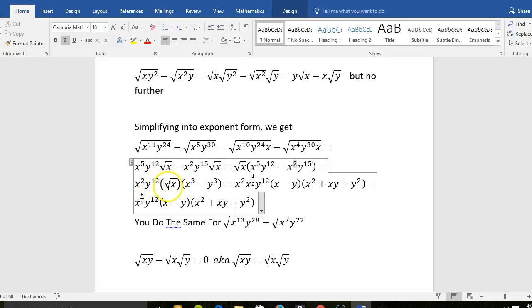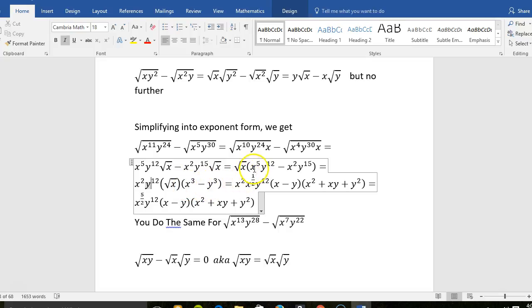Now the radical x has been multiplied by these two. Everybody's been multiplied, but anyway, multiplication is understood. So I got x squared times y to the 12th times the square root of x times... Now you're like, well, how did I get x cubed minus y cubed?